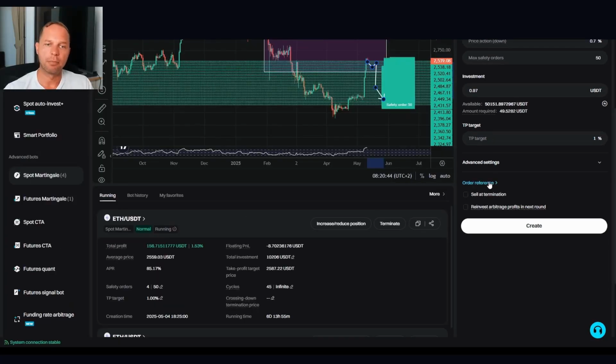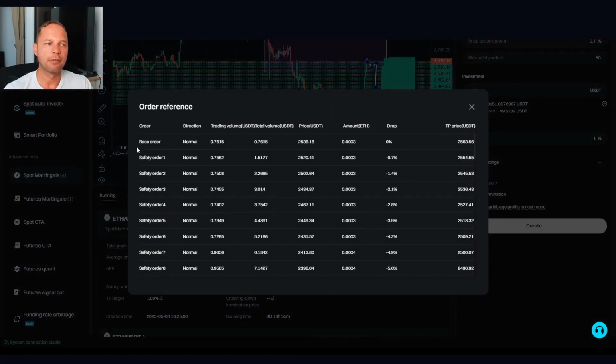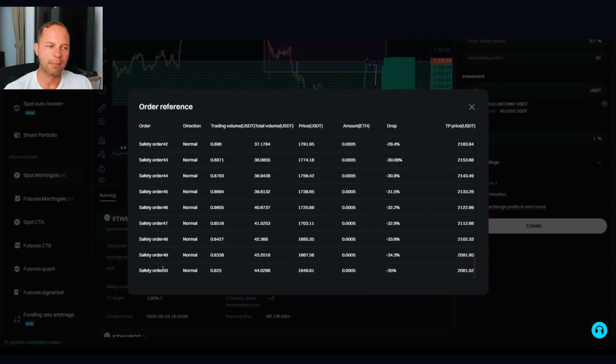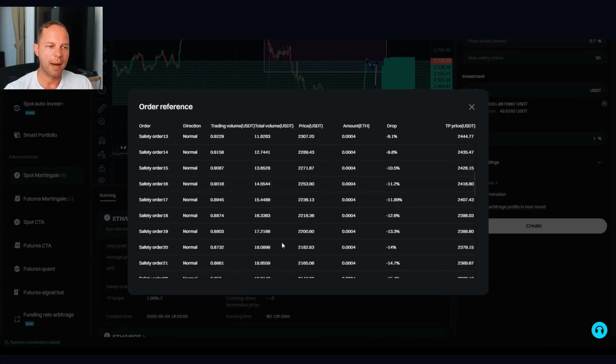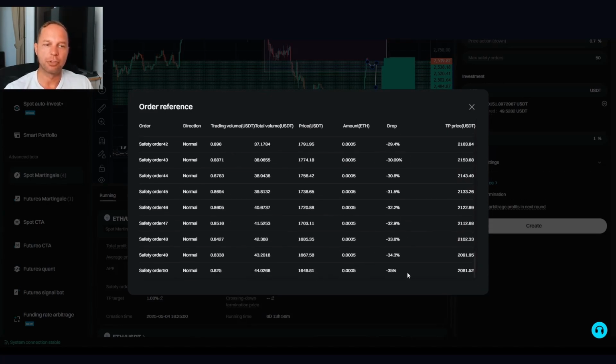What we also have, which is very interesting, are the order references. If we go in here, you get a list of every single order up to the 50 buyback orders. It simply shows you at what price you currently stand and where your take profit price would be. If you now, let's say, buy back 20 times, then we bought back at $2,081. We would need to reach $2,379 in order to hit the take profit price. That might be interesting for you to see.